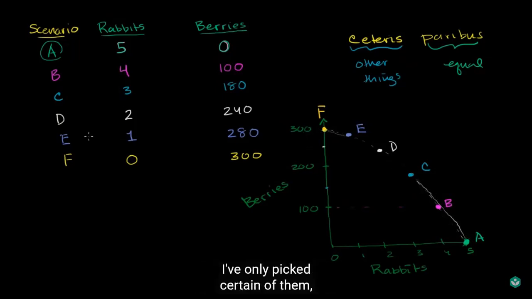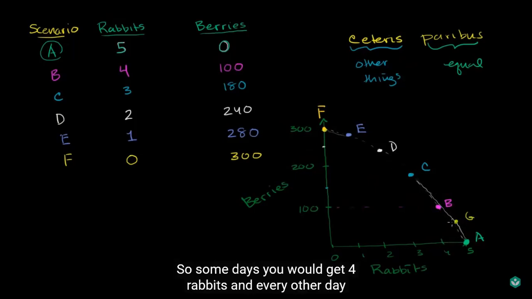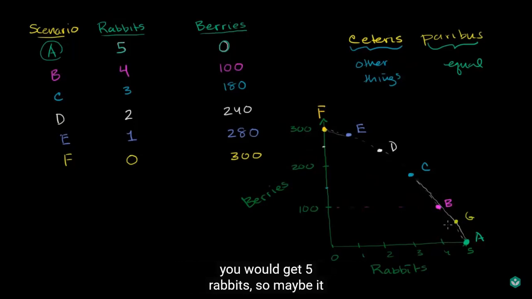I've only picked certain of them, but you could have a scenario right over here. Maybe we could call that scenario G, where on average, the amount of time you've allocated, you would get 4.5 rabbits. So some days you'd get 4 rabbits, and every other day you'd get 5 rabbits. So maybe it averages out to 4.5 rabbits. And then maybe it looks like you would get about 50 berries in that situation. So all of these are possibilities.